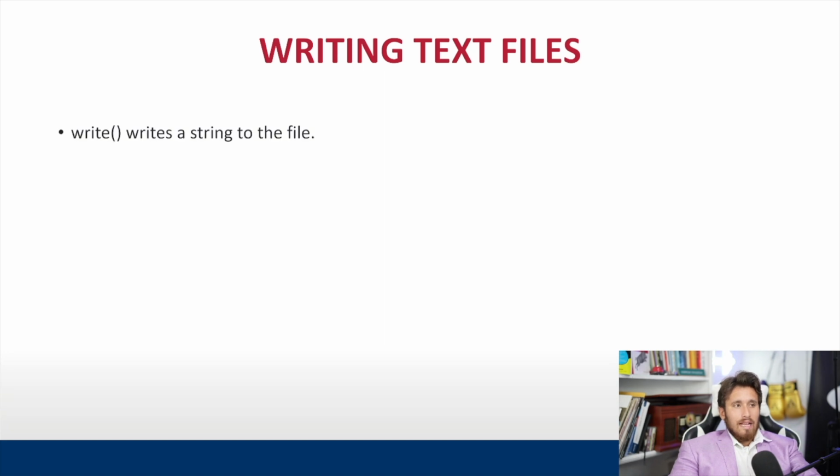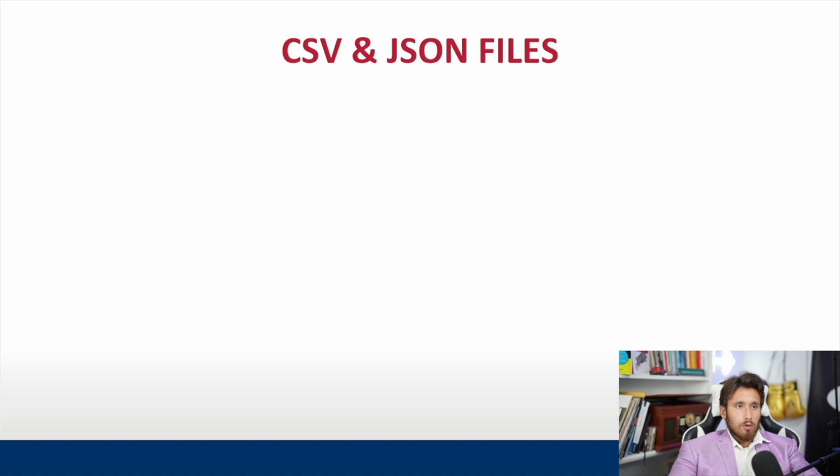So writing text files, let's go over that. The write function is going to write a string to a text file so you can actually write an output to your text file. Writelines is going to write a list of strings to your text file, so you'll be able to write a bunch of different strings to your text file if you would like to.